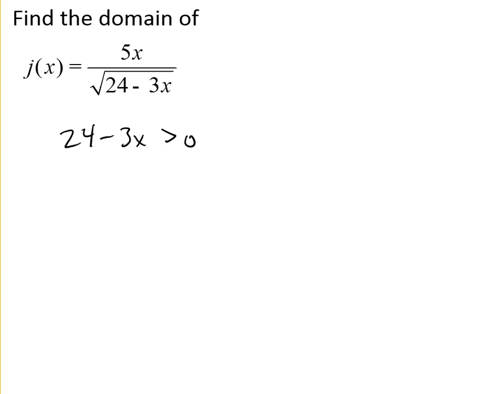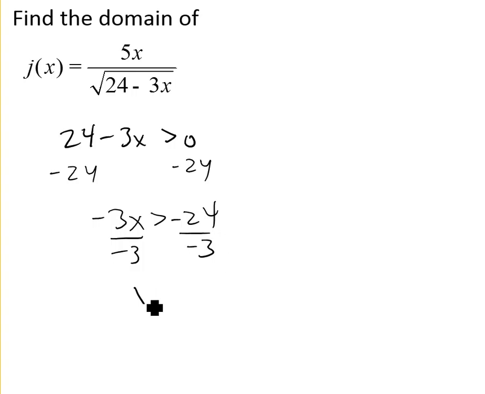And so what we need to do then to complete our solution here is to just go ahead and solve for x. So I'll just go ahead and subtract 24 from both sides, and then divide by 3. Now remember, with an inequality, whenever we multiply or divide both sides by a negative, we need to flip that symbol. So here I get x is less than positive 8. So that's essentially my domain.